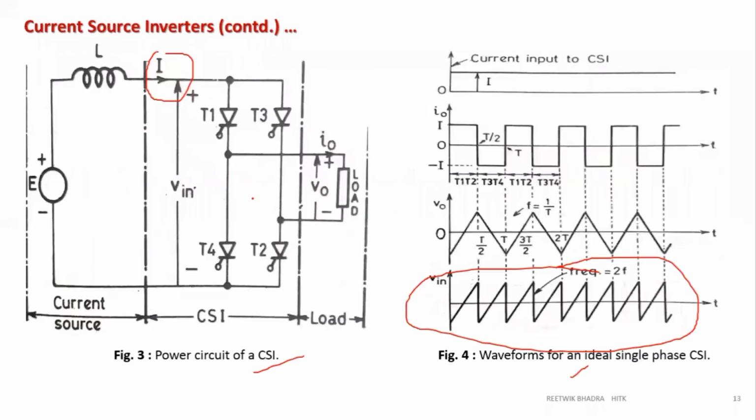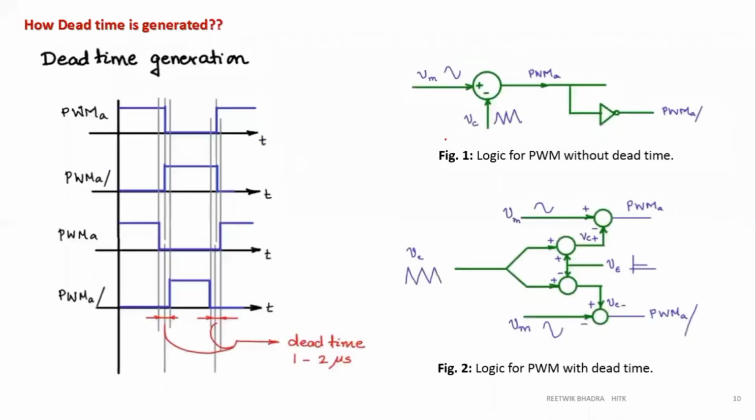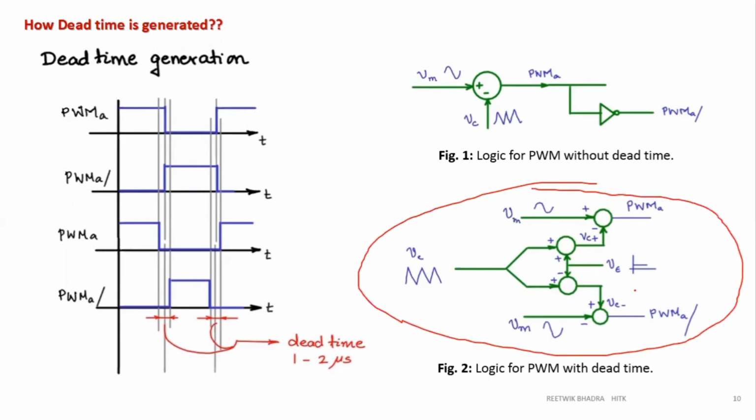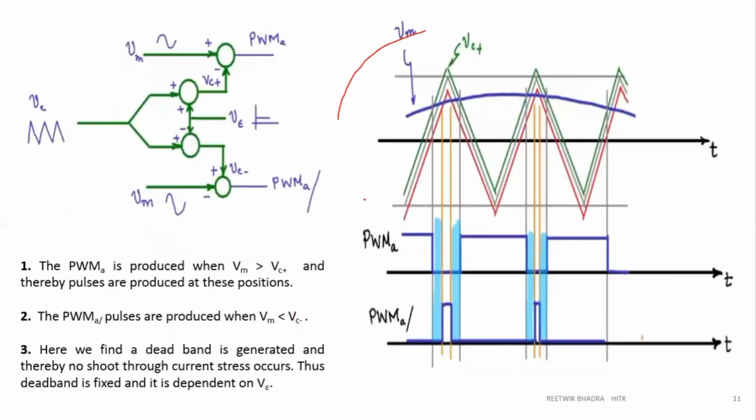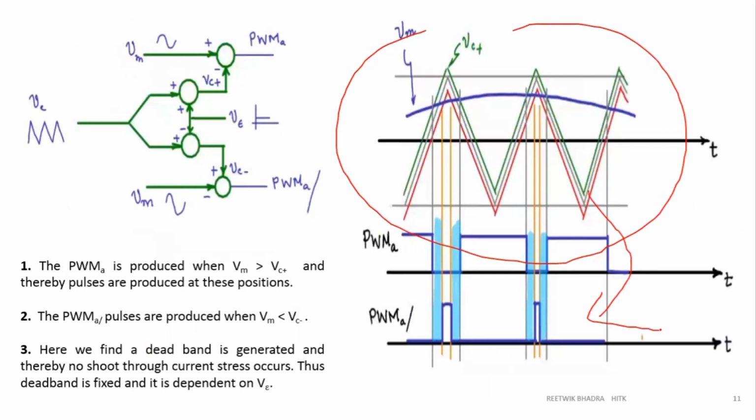And dead time generation can be a question. How is dead time generated? And what is the problem associated with it if no dead time is generated? You have to draw this circuit, write in words what I have told you, explain, and then show this waveform, and also show how dead time is generated. These points are written over here. How PWM A and A bar are generated, you can go through this.